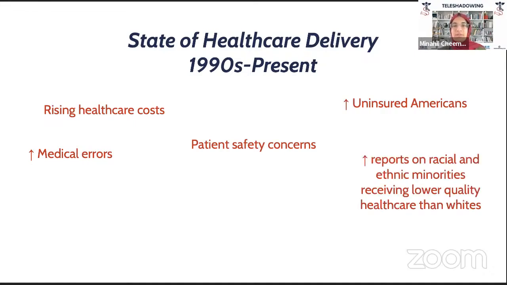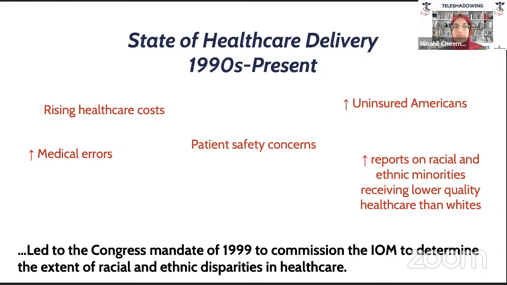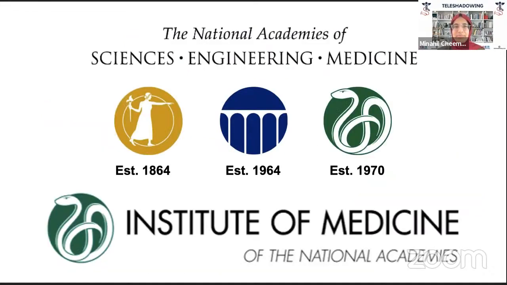In fact, there were also some preliminary reports that racial and ethnic minorities were receiving lower quality healthcare than whites. So this led Congress to mandate, in 1999, that the IOM, or Institute of Medicine, determine the extent of racial and ethnic disparities in healthcare and understand: is this actually true? If so, what are the sources and why is this happening?